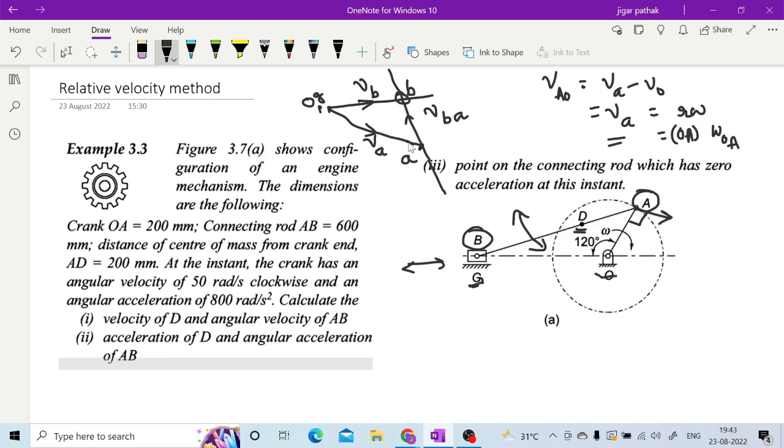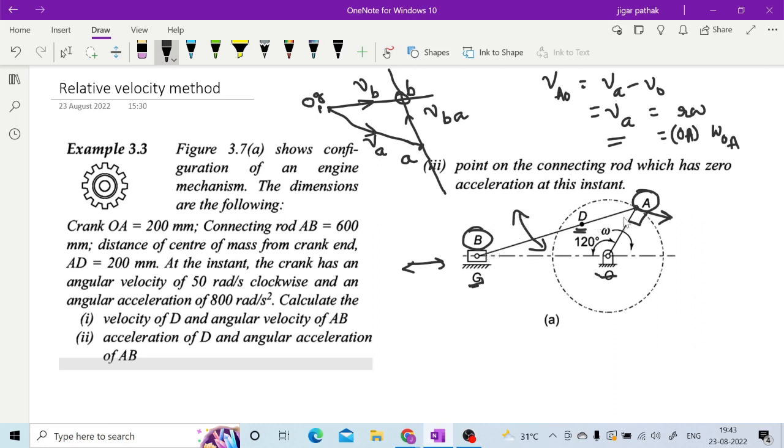Now one more thing, how is the direction of VBA found out? Sorry, VBA ki direction, matlab uska direction ke bare mein kaise pata laga? This direction of this VBA is actually, I guess, from how this B is moving.